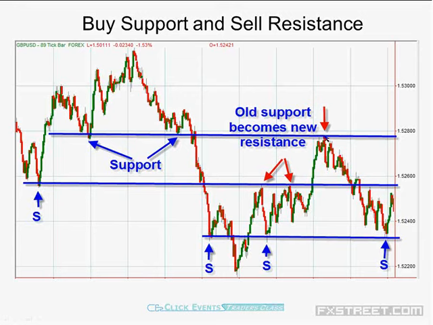Where does it go through? Right up to that old neckline. And then it just declined on down and found support just down here.